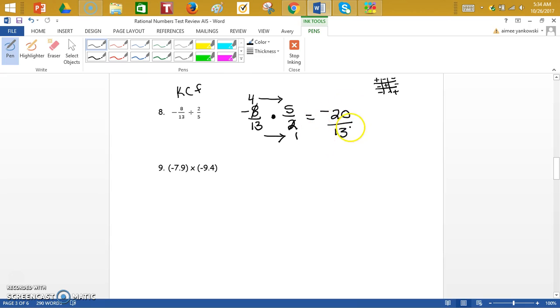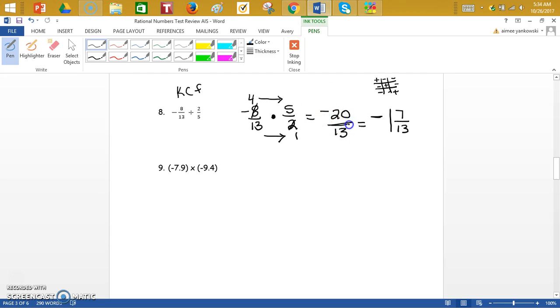Now, because this is improper, the numerator is greater than the denominator, we have to rewrite this as a mixed number in simplest form. If this is a multiple choice question, your final answer on the test might be a mixed number if you got an improper. So you got to be able to do that. First of all, my answer is definitely going to be negative. How many times does 13 go into 20? 13 goes into 20 one time, with how many left over? 7 left over. So it would be negative 1 and 7/13.